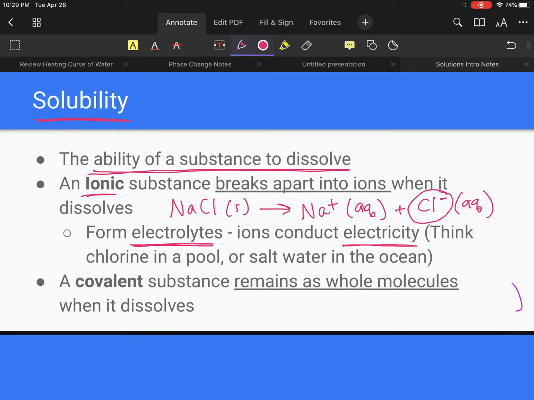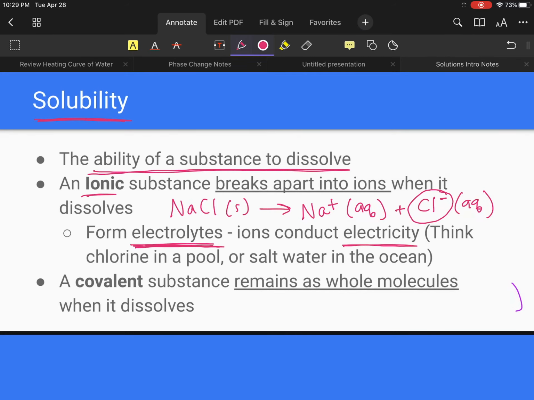The chlorine and the sodium ions are electrolytes because they can conduct electricity. That's the reason why you don't swim in a pool when it's thunderstorming, or swim in the ocean. You're much more likely to get struck by lightning, because if the water is struck by lightning, that electricity can travel through the water to you.